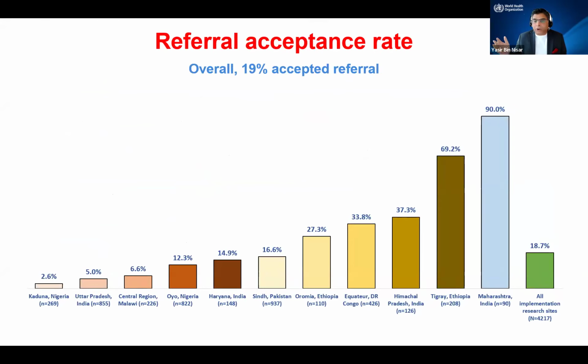But you can see a lot of variation among those sites. Some of the sites, like in Nigeria and in India, which are very poor and the transportation is really difficult to reach the hospital, their referral acceptance rate was very low, less than 5%. On the other hand, in Pune, in Maharashtra, in India, where we have very good roads and free of cost ambulance services, their referral acceptance rate was very high. It was like 90% of the newborns and young infants who were identified as cases of PSBI, their family accepted referral.